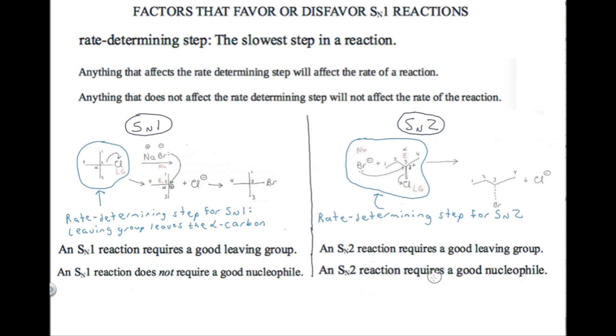An SN2 reaction does require a good nucleophile because the nucleophile participates in the rate-determining step. Whereas for SN1, the nucleophile does not participate in the rate-determining step, so SN1 does not require a good nucleophile.